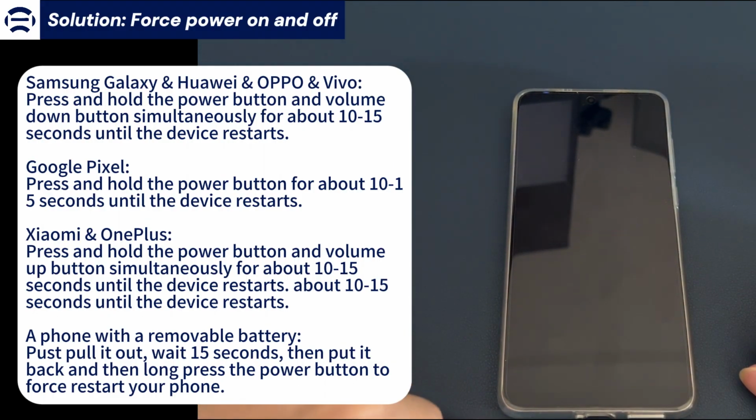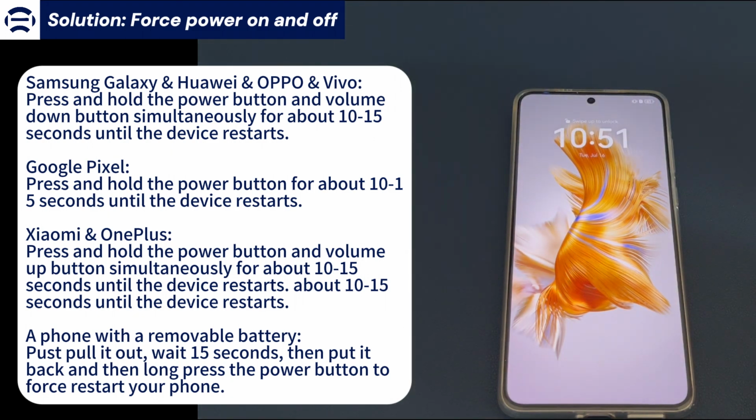To force restart a phone with a removable battery, just pull out the back cover, take out the battery, wait for a while, put it back and press the power button to boot the phone. Wait a few seconds. The green screen on your Android phone should disappear and the device will function normally.